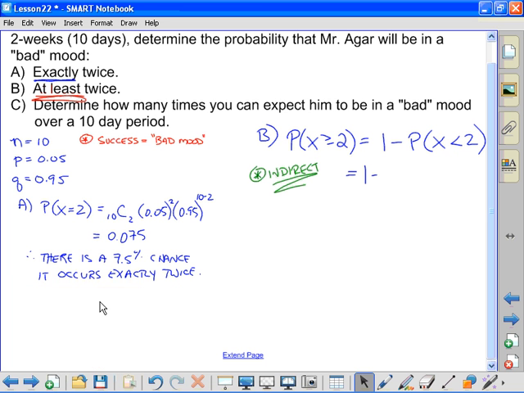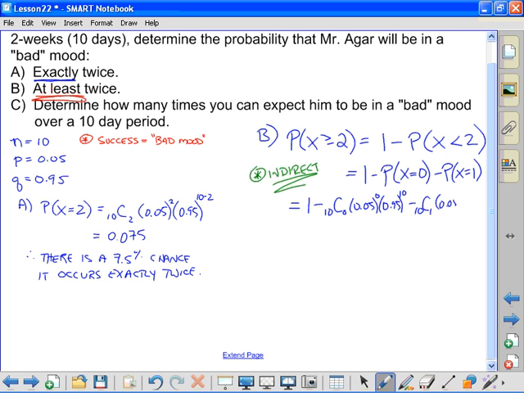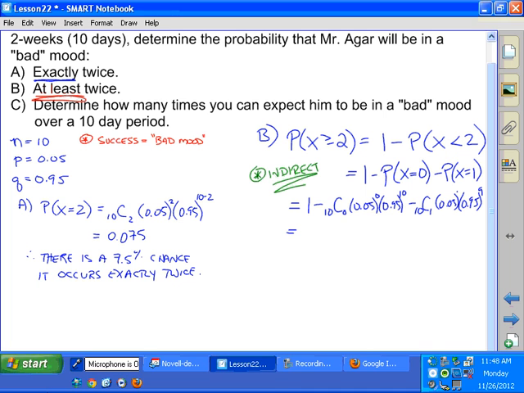So this way we can look at 1 minus the probability of x equaling 0 minus the probability of x equaling 1. Because again, we don't have to worry about 2. 2 is in the other one. So 1 minus, we would have 10 choose 0, 0.05 to the exponent 0, 0.95 to the exponent 10, minus 10 choose 1, 0.05 to the exponent 1, 0.95 to the exponent 9, and we would calculate that value in order to find out this at least part.